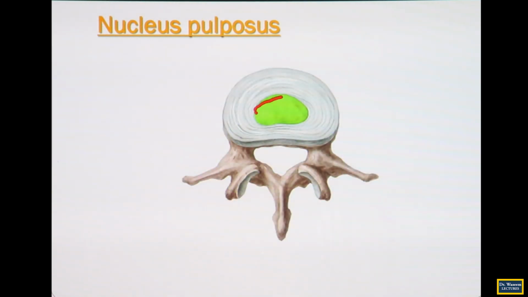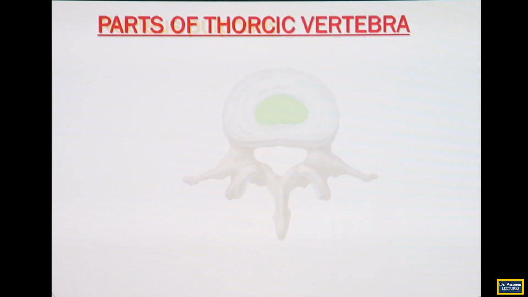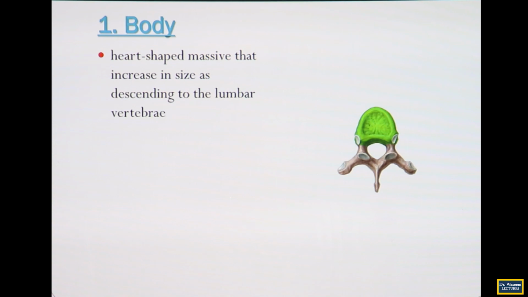This green color is the nucleus pulposus, and this white color is the annulus fibrosus. This is the disc and it forms a kind of secondary cartilaginous joint. Now, look at the various parts of the vertebra. Any vertebra, not just this one. We told you that it has two parts. One part is anteriorly placed, this one. This is called the body.